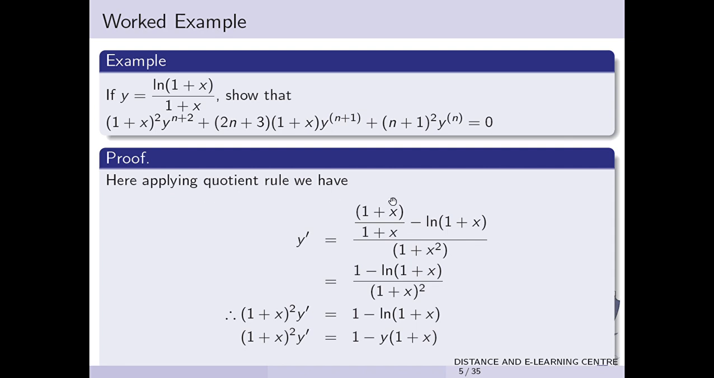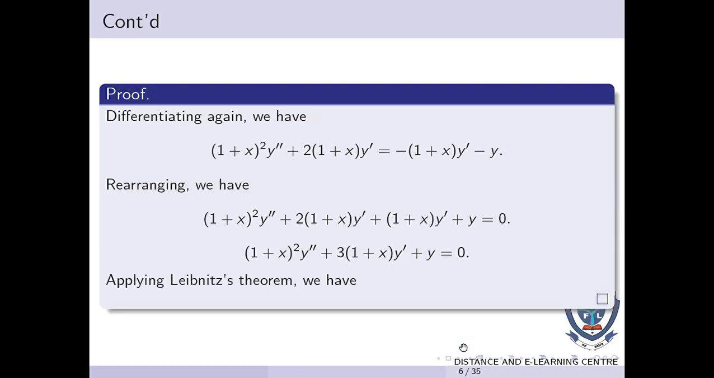So you start by saying proof. Here, applying the equation through, you're going to get this because we are trying to differentiate first. Then when you do that, you're going to have 1 minus natural logarithm of 1 plus x all over (1 plus x) all squared. Therefore, if you do a thorough simplification, you're going to have this, that (1 plus x)^2 y prime will be equal to 1 minus y in bracket 1 plus x.